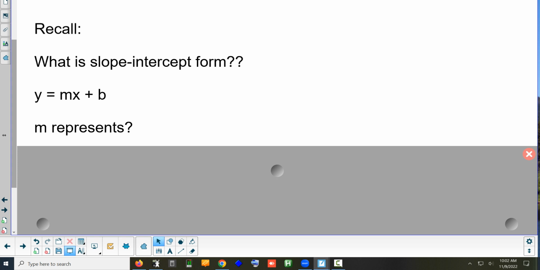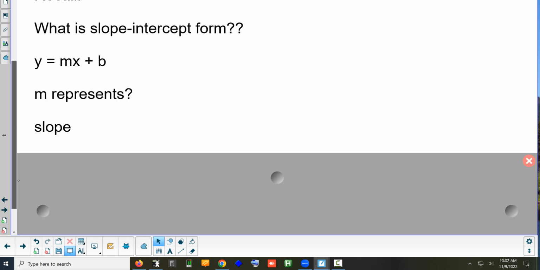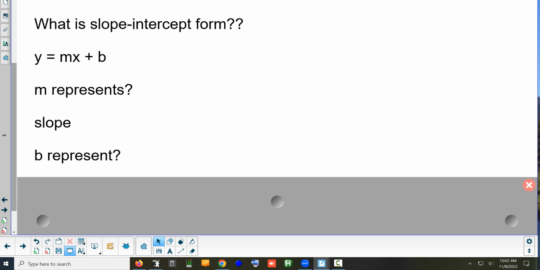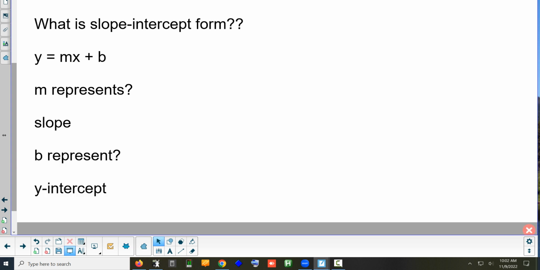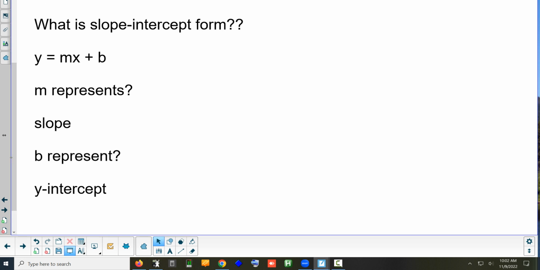Sophie? That's your slope. The slope can be a positive number, it can be a negative number, sometimes it's a fraction. And what about the b? Yep. Y-intercept. The b is the y-intercept. Okay, so that's the first part of your guided notes. Just writing that formula down.